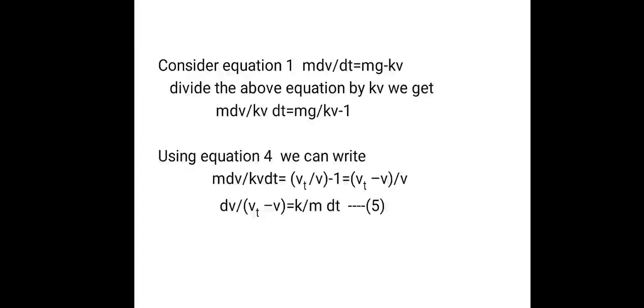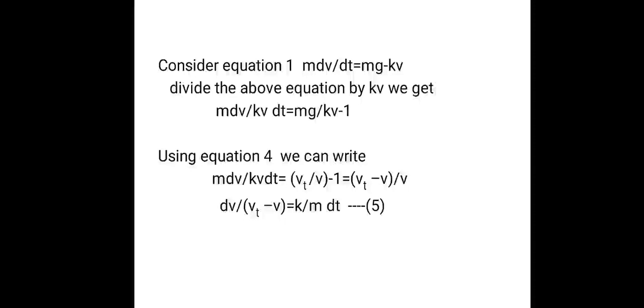After substitution, m by kv into dv by dt is equal to Vt by v minus 1. After simplification, this can be written by variable separation. Just transfer the similar variables to one side, that is dv by (Vt minus v) equal to k by m dt. Call this equation 5.